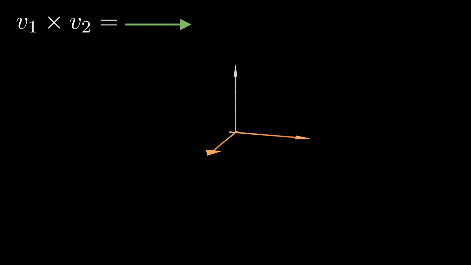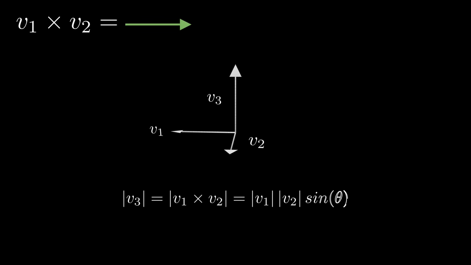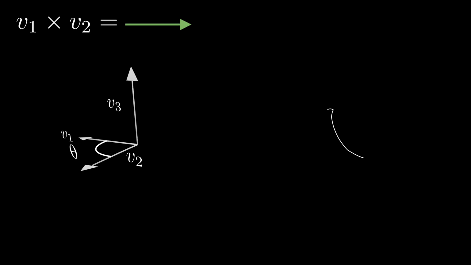The cross product takes two vectors and produces another vector that is perpendicular to the two original vectors. The magnitude of the new vector can be found by multiplying the product of the magnitudes of the first two vectors by the sine of the angle between them. The resultant vector can then be in one of two directions. The actual direction is found using what is called the right-hand rule.